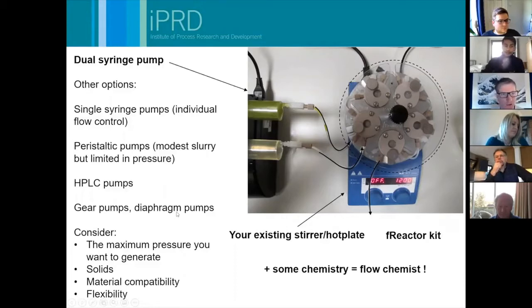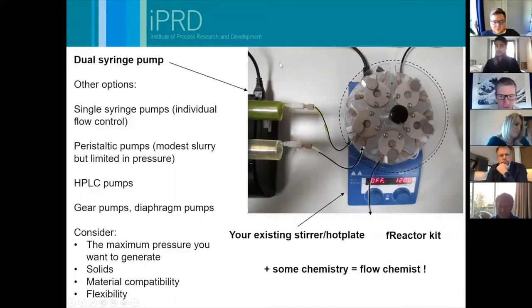So there's a choice really around pumping, but actually syringe pumps with an appropriately selected syringe, so the materials have to be compatible with what you're using, are very convenient as a starting point, and that's often where we start. So things that you might consider when you're choosing your pump are the maximum pressure you want to generate, whether you've got solids in there, material compatibility, and then general flexibility.